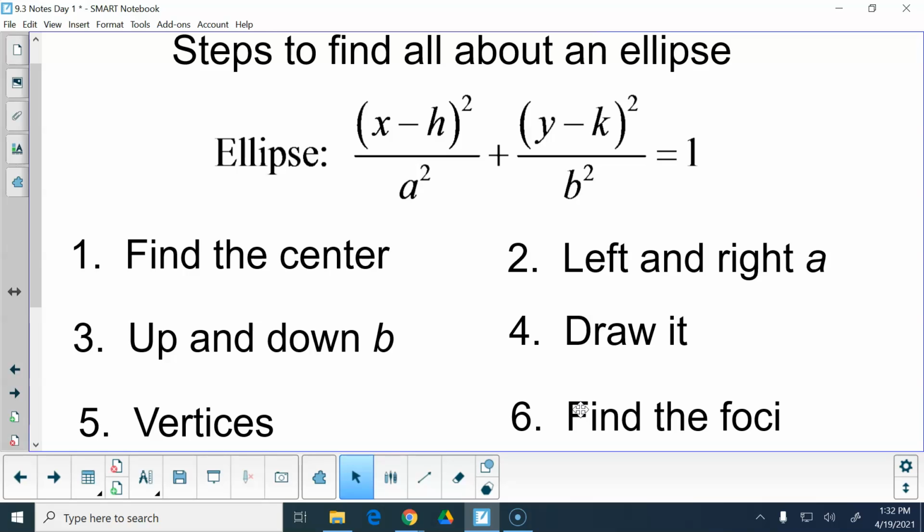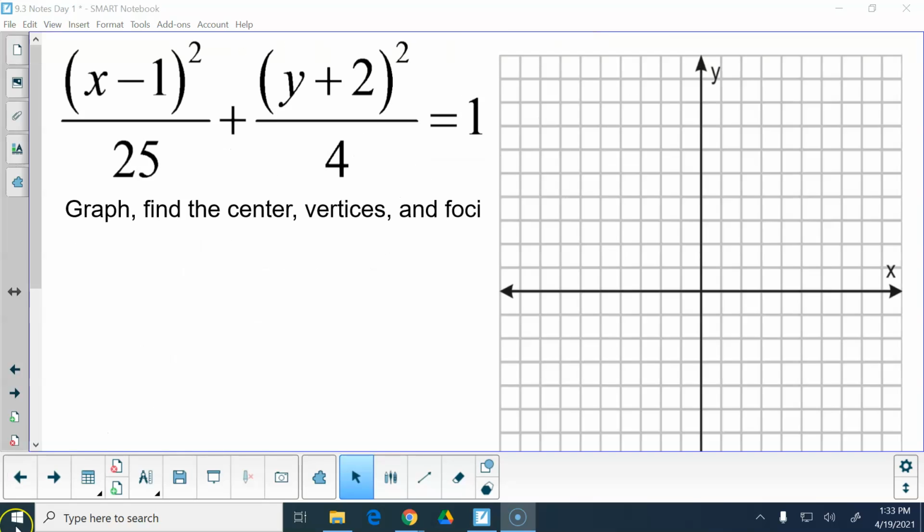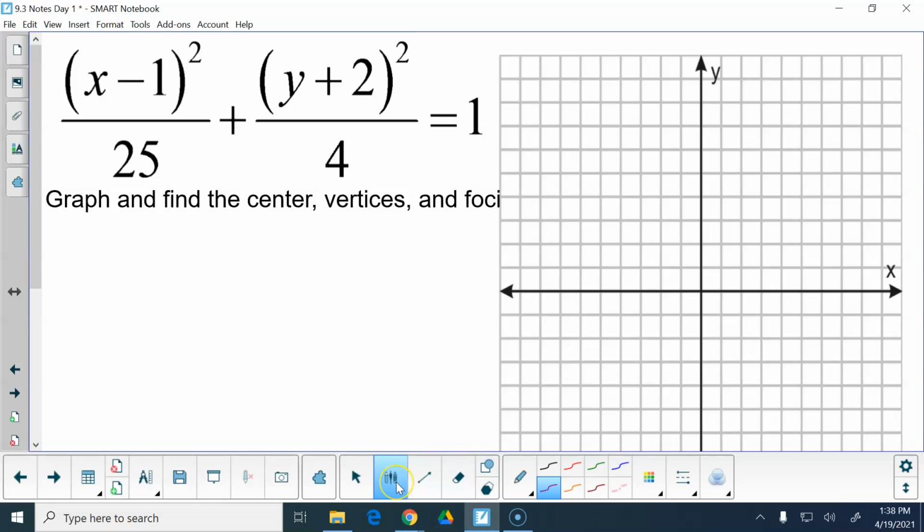Okay? So there are 6 things that you have to answer for every single question. First off, you're going to graph it. Then you're going to tell me the center. Then you're going to tell me the 2 vertices. Then you're going to tell me the 2 foci. So 6 things to tell me on every single one. Okay? So I want you to graph this particular problem. I want you to then list out what the center is, the vertices, and the foci. Go for it.